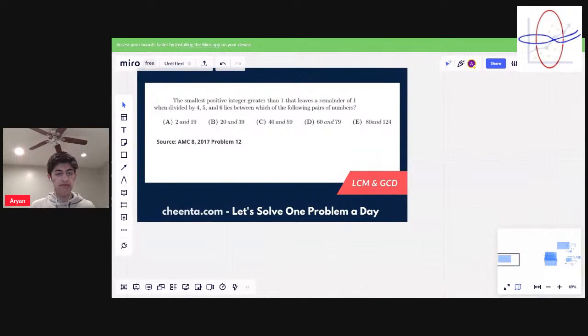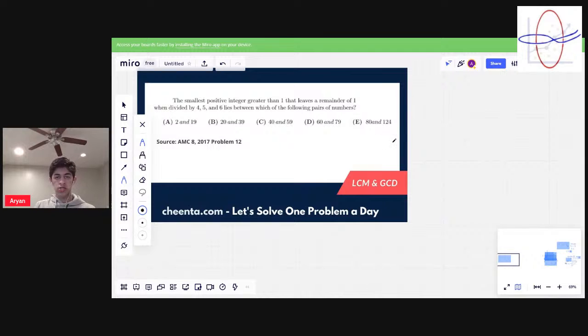Today we're going to be looking at the following: AMC 8 2017, problem number 12. And let's start with a quick read. The smallest positive integer greater than 1 that leaves the remainder of 1 when divided by 4, 5, and 6 lies between which of the following pairs of numbers?